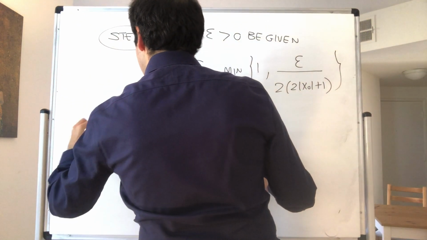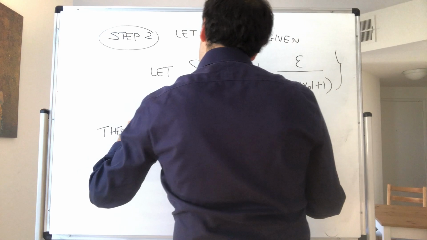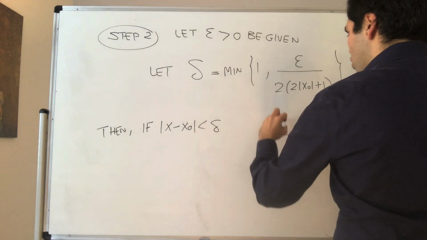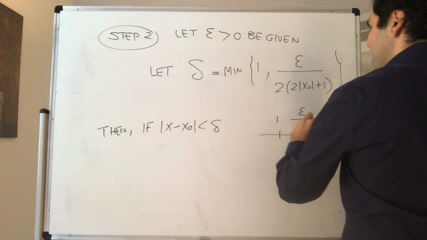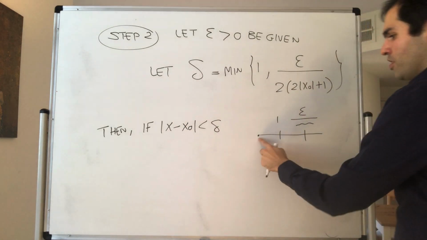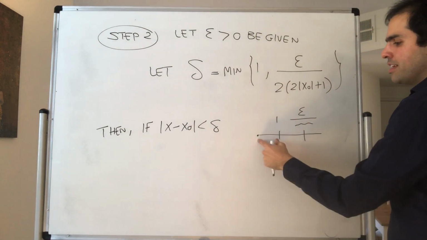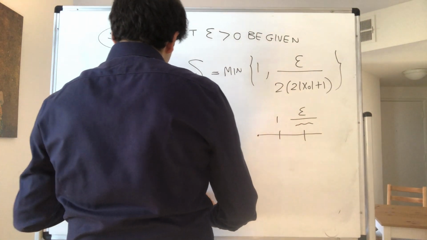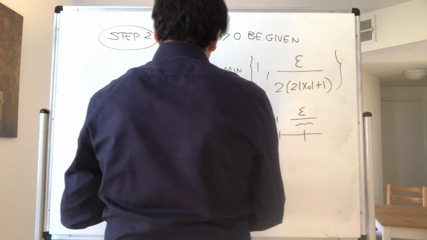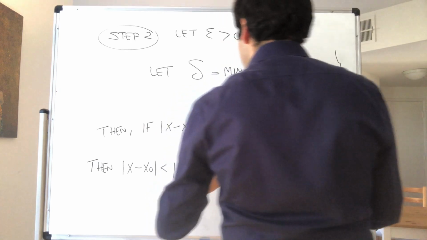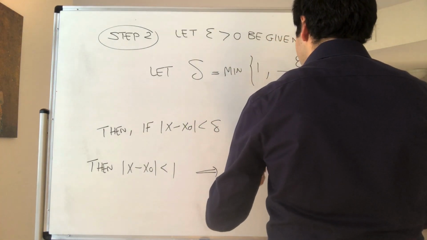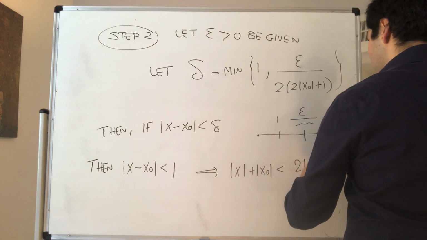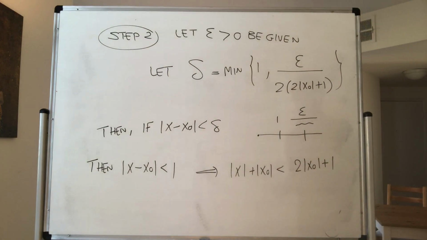So choose delta to be the minimum of those things. Then if absolute value of x minus x naught is less than delta, then for sure it is less than 1 and it is less than this gibberish. So if something is less than the minimum of the 2 numbers, it's less than both of the 2 numbers. Then, so absolute value of x minus x naught is less than 1. And remember, a consequence we found is that absolute value of x plus x naught is less than, I think, 2 times absolute value of x naught plus 1. Okay.